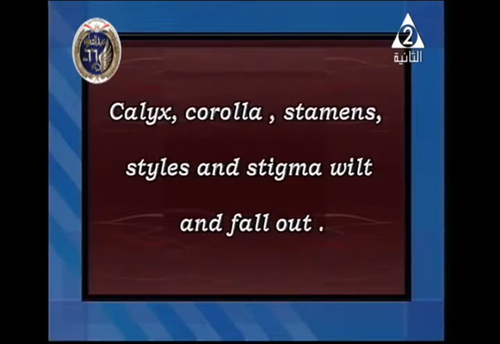While the calyx, corolla, stamens, style, and stigma wilt, disappear, fall down, and fall out, we have some exceptions here. Do you think that the calyx and corolla, in some types of plants, may or may not share in the formation of seeds? Listen to know that.